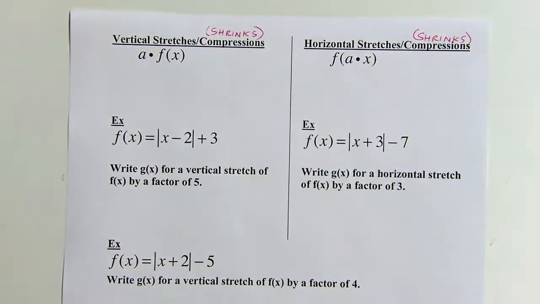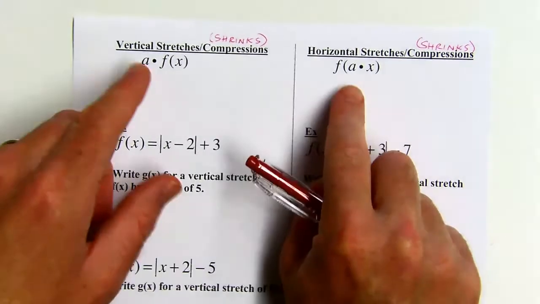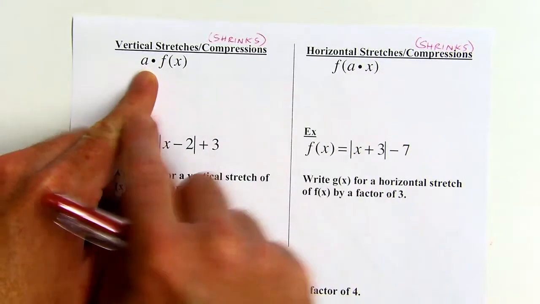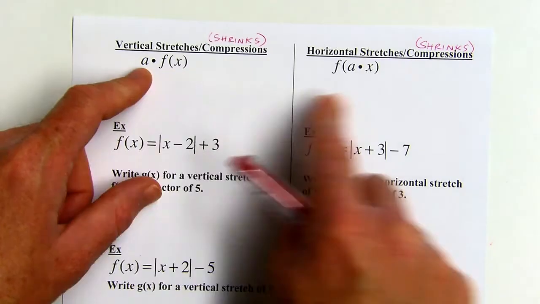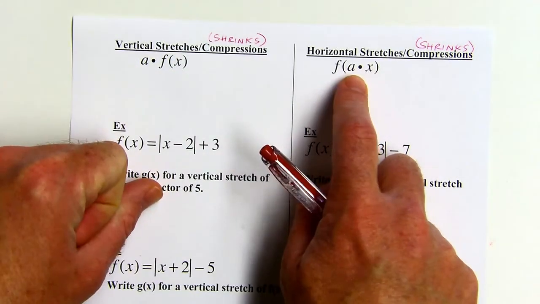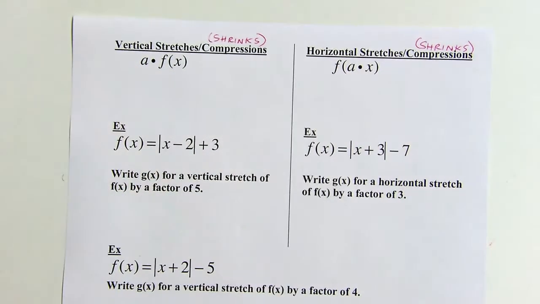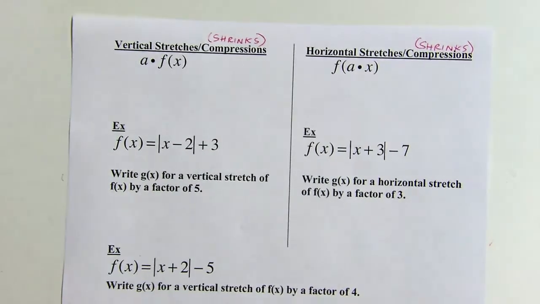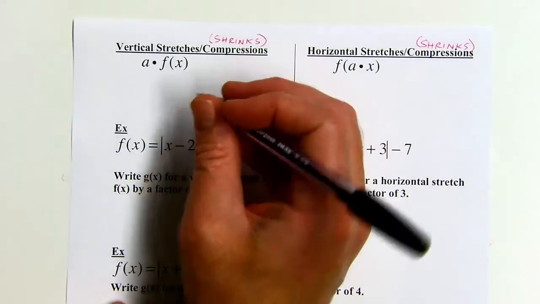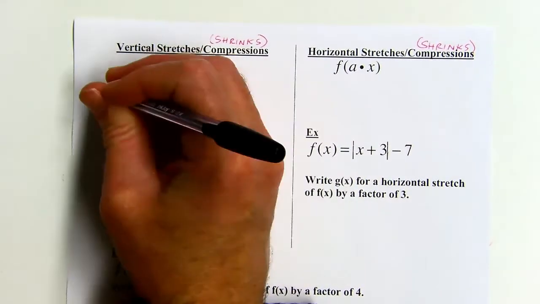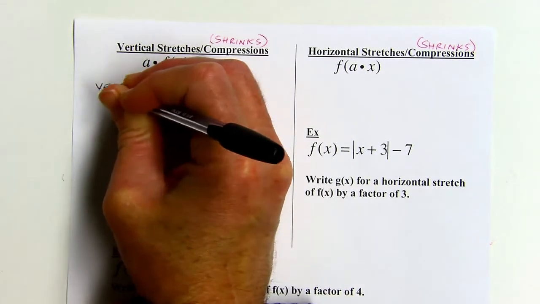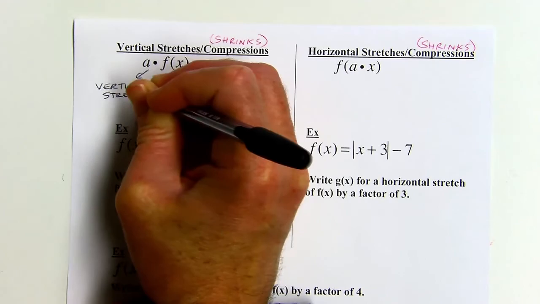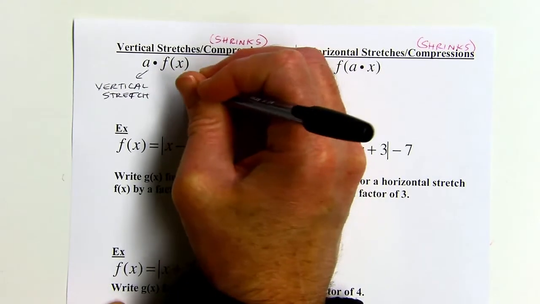Okay, so let's get into this. This is going to happen when we're multiplying the function by something. We can multiply the entire function by something, which would give you a vertical change, or you can multiply the input by something, and that's going to give you a horizontal change. So our two types: we've got a vertical stretch and a vertical compression.